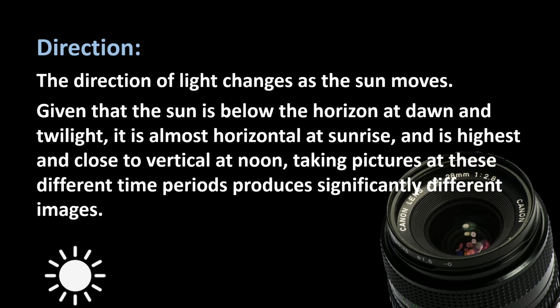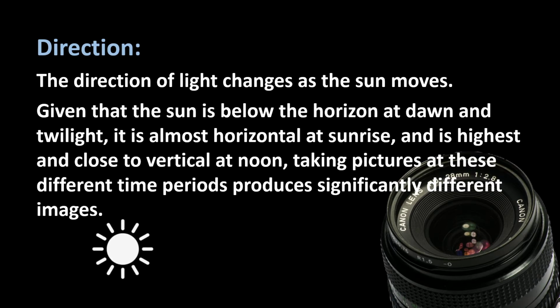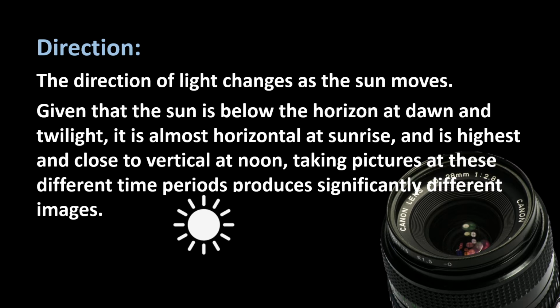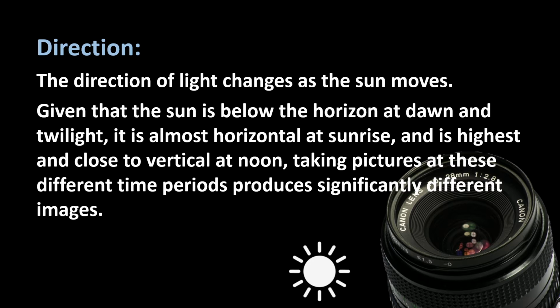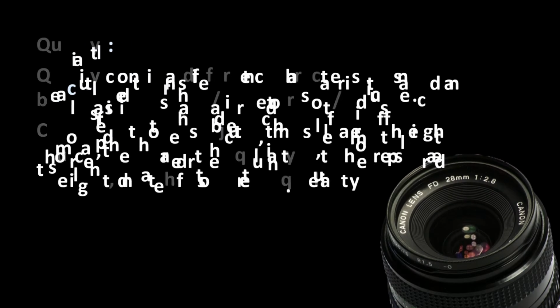Direction. The direction of light changes as the sun moves. Given that the sun is below the horizon at dawn and twilight, it is almost horizontal at sunrise, and is highest and close to vertical at noon. Taking pictures at these different time periods produces significantly different images.